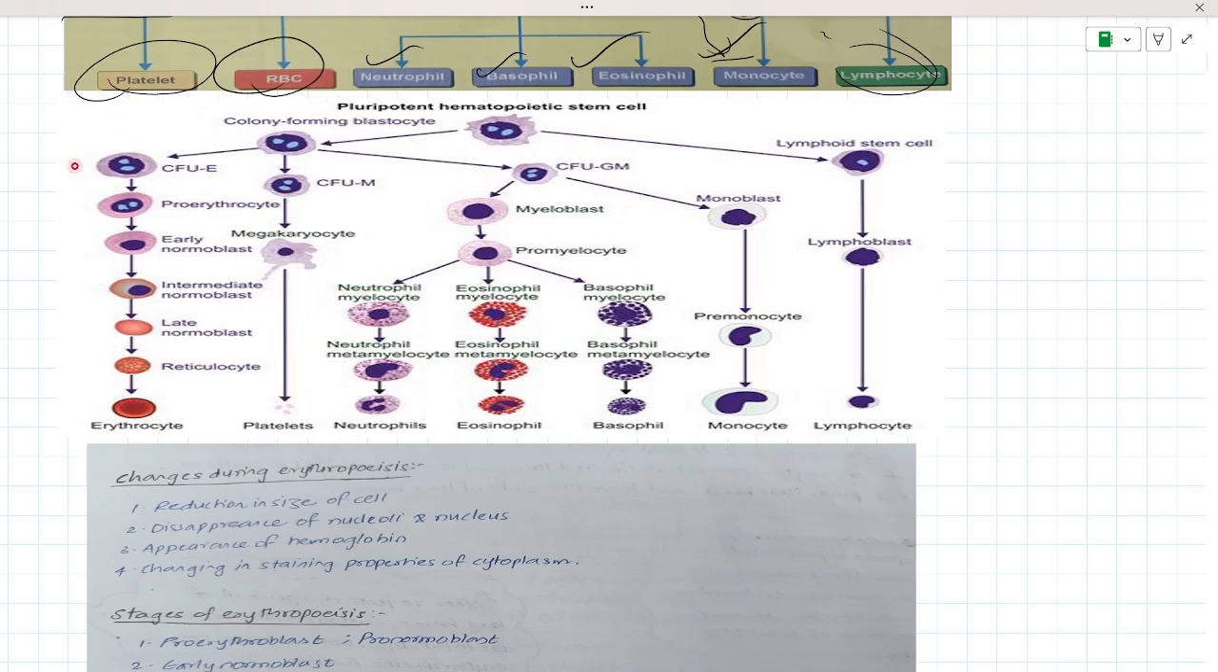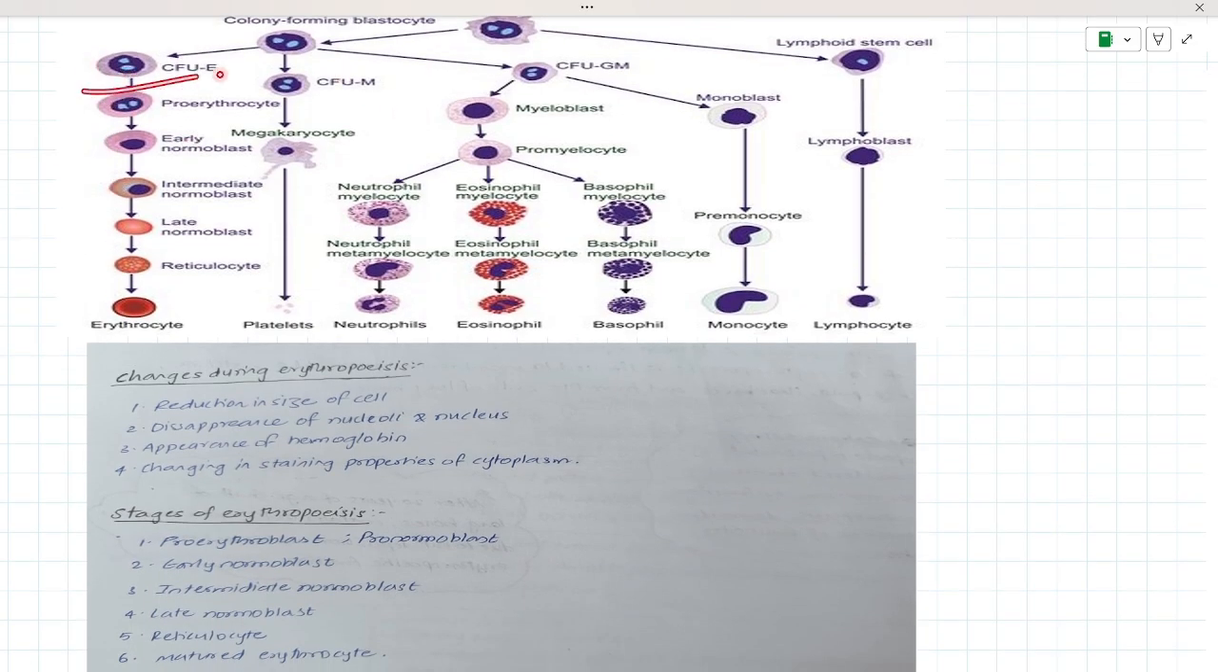So the CFU-E, the colony forming unit erythrocyte, undergoes different stages. What are the names of the stages? Proerythroblast, early normoblast, intermediate normoblast, late normoblast, reticulocyte. So CFU-E crosses various stages to form a mature erythrocyte. Now during this process from the CFU-E to erythrocyte, what are the changes occurring in each type of cell? The first is the reduction of size of the cell.